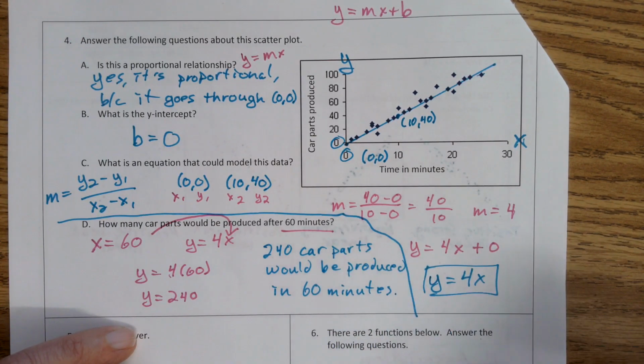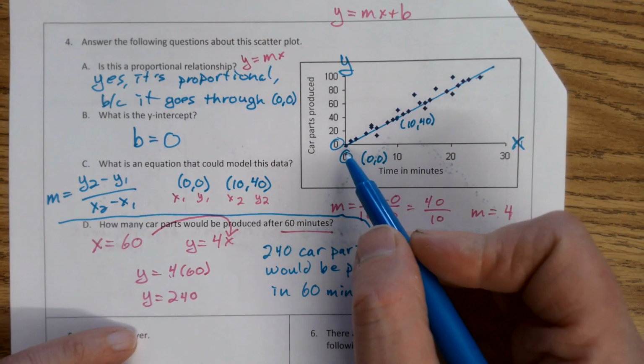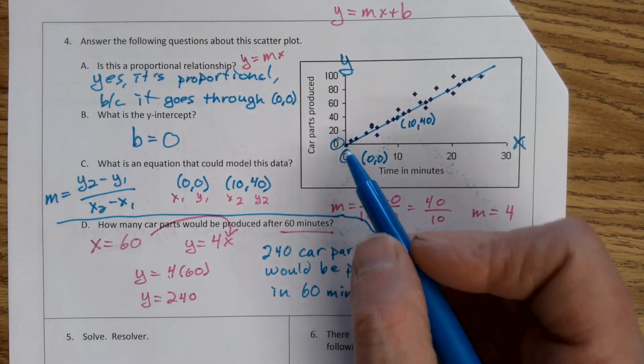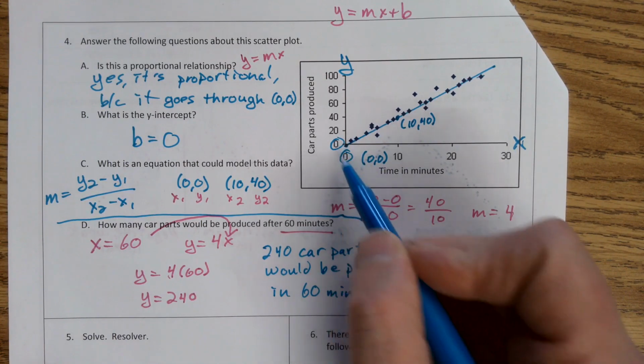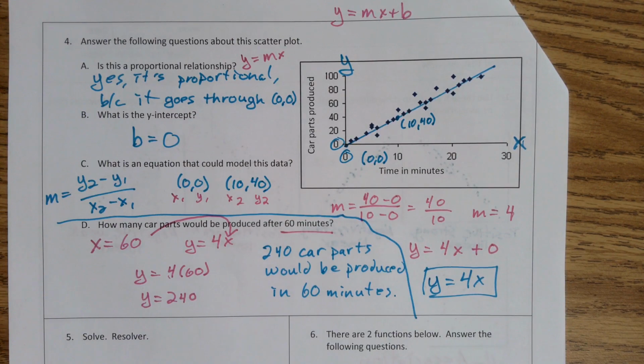Again, another way to think about this being proportional: when you first turn that machine on to make car parts, at time 0, it's not making any parts. So at time 0, there are 0 parts. That's the idea of how we talk about that as being proportional.